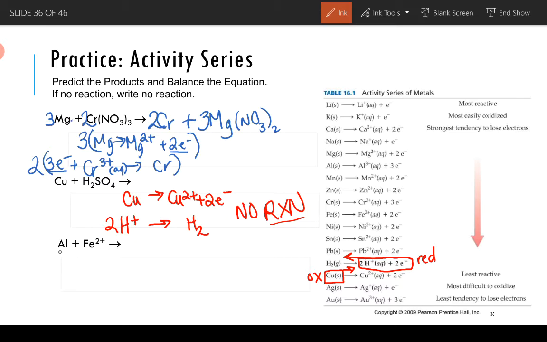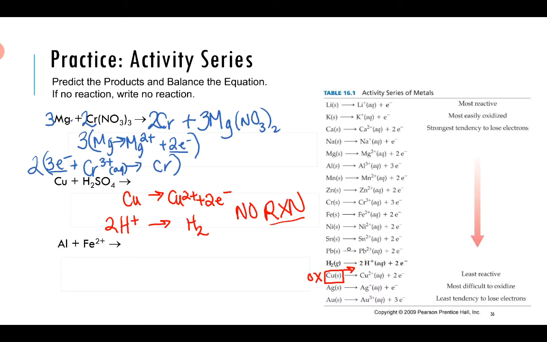Okay, and now the last one. We have our aluminum. Let's find aluminum. No charge on the aluminum. Here's my aluminum.